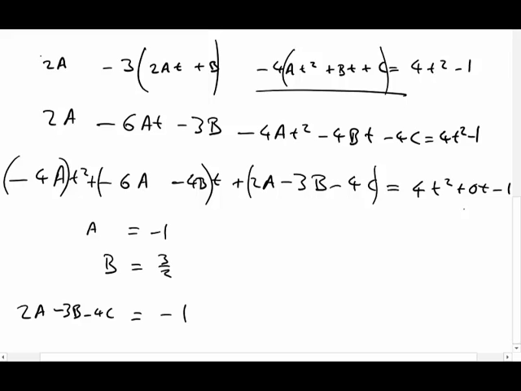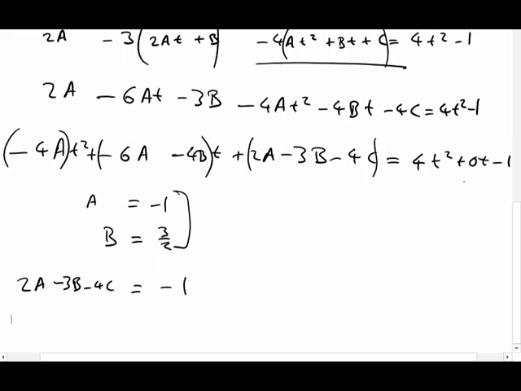Okay, so now I can use those two things in this last one. So I end up with 2 times minus 1, which is going to become minus 2. And then minus 3 times 3 over 2 times 3 over 2, that's going to become minus 9 over 2, minus 4c equals minus 1. So let's take this minus 2 on the other side. So this is going to become minus 1 plus 2, that's just going to become 1.